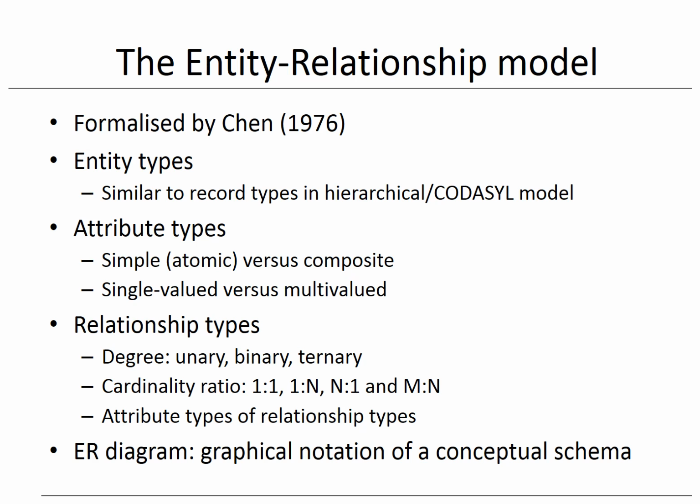The entity relationship model was introduced and formalized by Chen in 1976. It is one of the most popular data models for conceptual data modeling. It has three building blocks: entity types, attribute types, and relationship types.